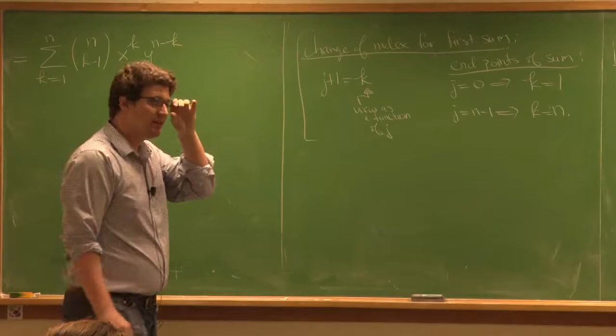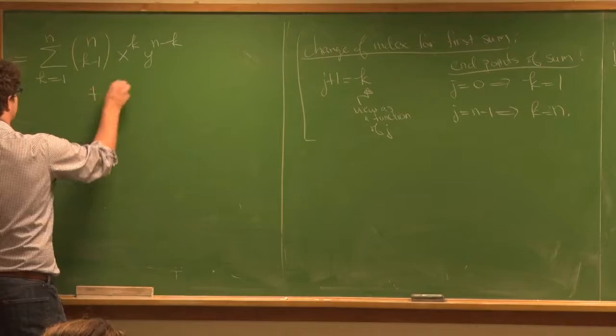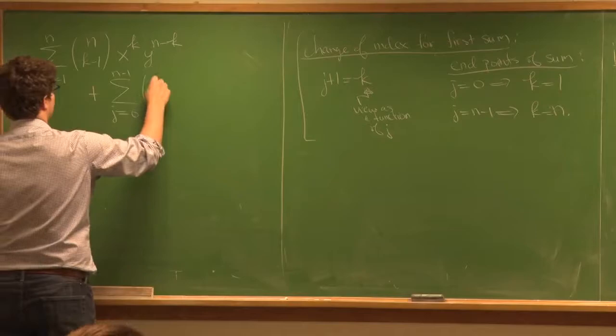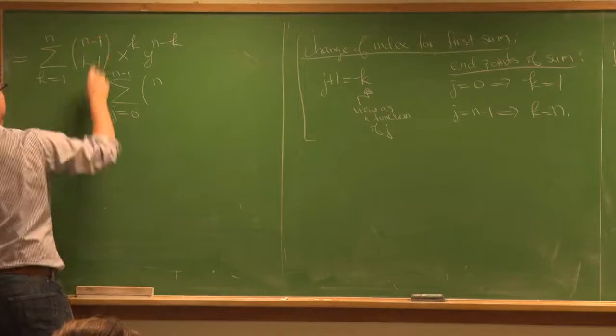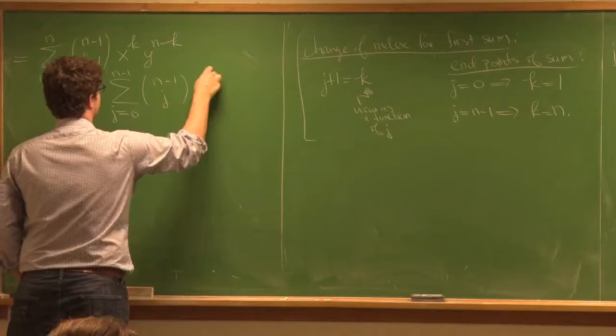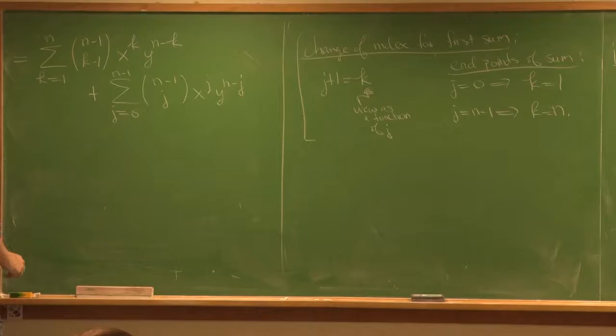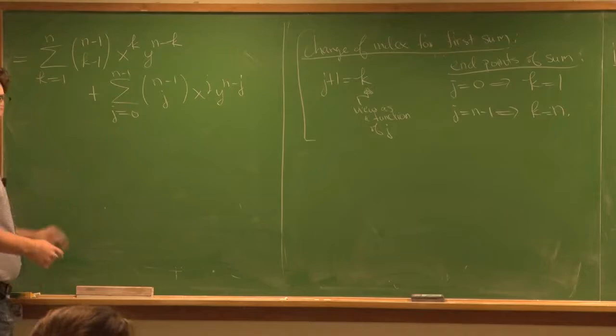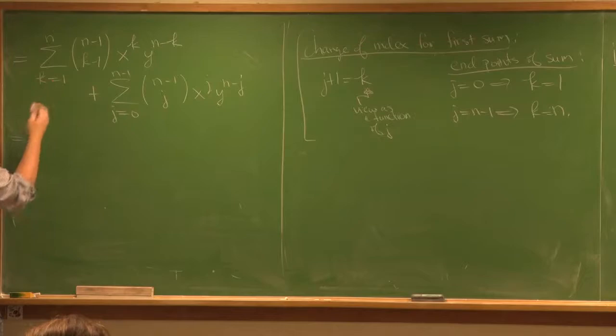And then we have the other term, right? The sum here from j is equal to 0 up to n minus 1 of n minus 1 choose j of x to the j, y to the n minus j. All right, so this is a dummy variable. So now you guys good with this change here? So now this is a dummy variable, so I could just switch it back to j if I want. It doesn't matter what it is. So I'm just going to call it j again.